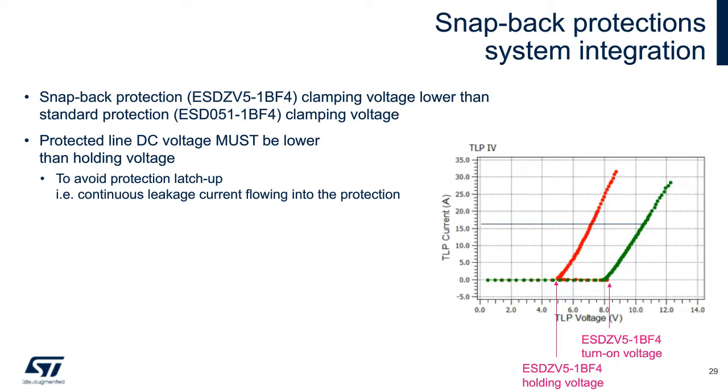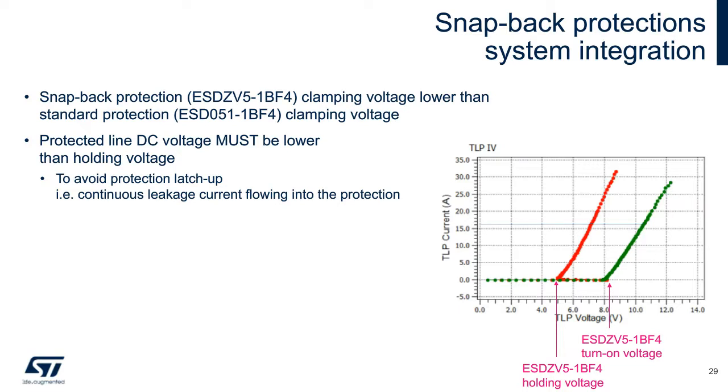Indeed, if the DC voltage is higher than the holding voltage and if an ESD event is present, the protection will turn on and the current coming from the DC voltage source will flow continuously into the protection. The protection will then be latched. If there is no DC voltage, or no DC voltage higher than the holding voltage, there is no latch risk.